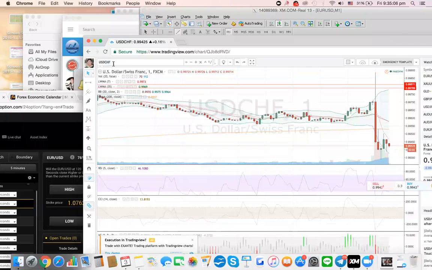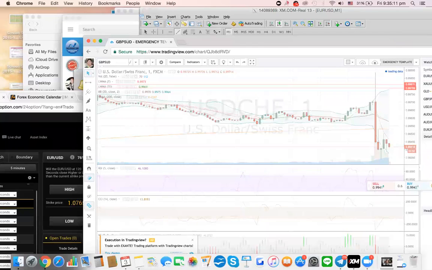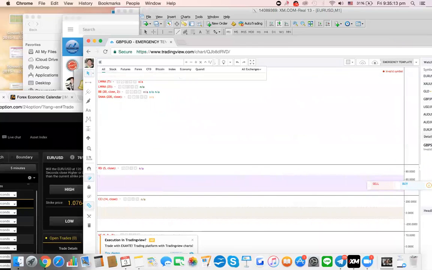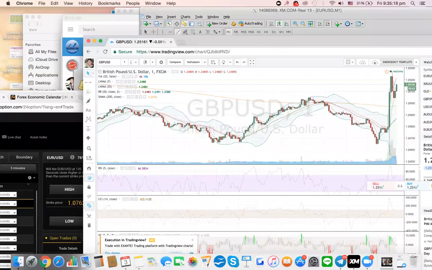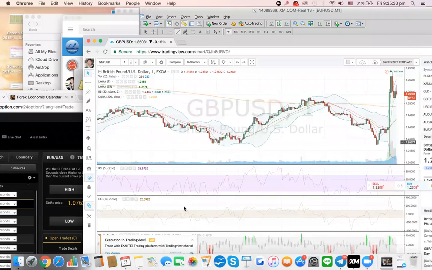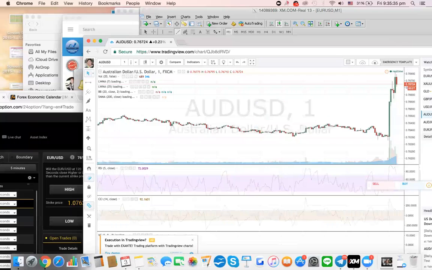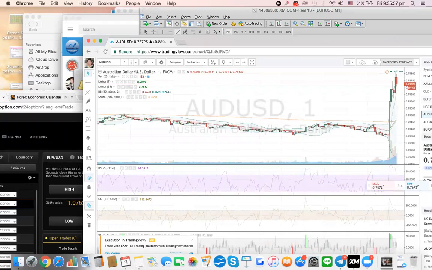Actually, quite small moves today. For such an occasion, it's quite small moves. Check the GBP/USD. 80 to 40 pips breakout only. Very small. This sucks, actually. 1, 2, 3, 4, 5, 6.